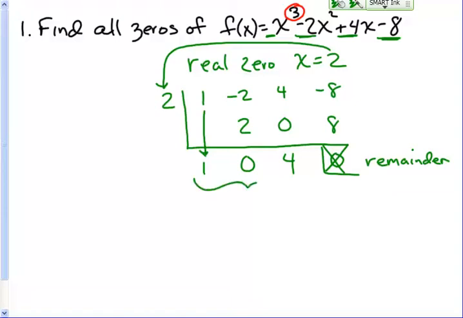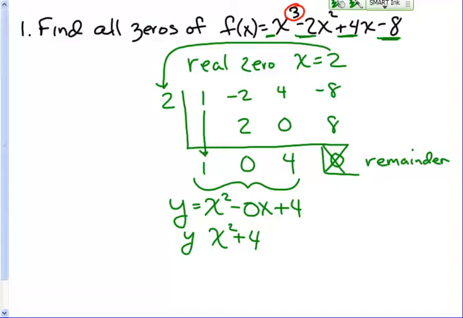These three numbers here, the 1, 0, and 4, are the coefficients of a new polynomial that is 1 degree, or 1 exponent, smaller than the original one. So this represents y equals x squared minus 0x plus 4, which would be x squared plus 4. And we want to find the zeros of that, which means we want to set y equal to 0. So we want to solve this for equal to 0.